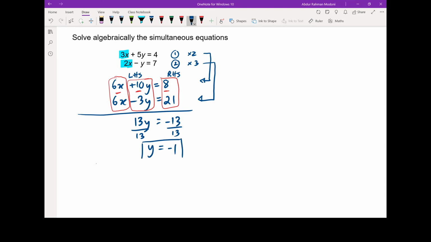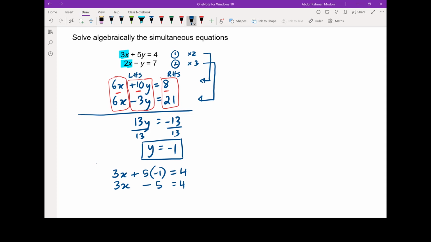So we have found out what y is, but we need to go back and find out what x is. So start with any of the equations. I'll start with the first equation, 3x plus 5y equals 4. And now that I know what my y value is, I'm going to substitute that in. 3x plus 5 lots of minus 1. There's my substitution. Always have substitutions in brackets, is equal to 4. This now becomes 3x minus 5 is equal to 4.